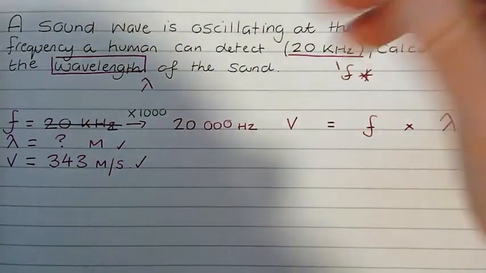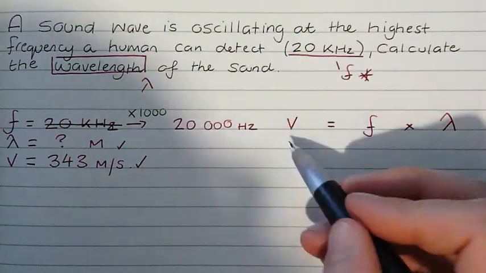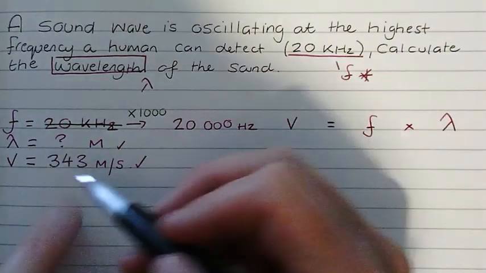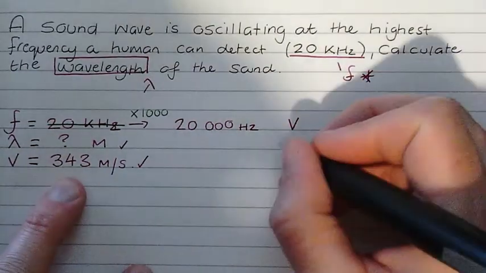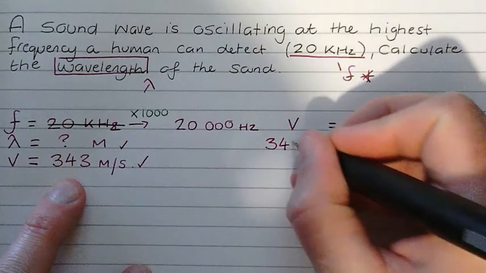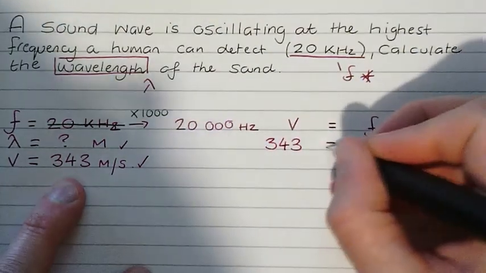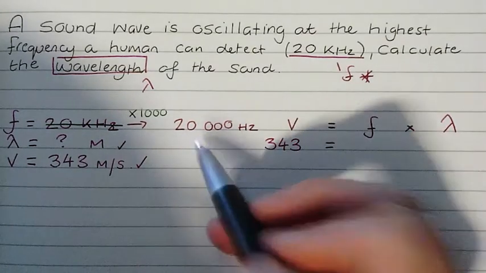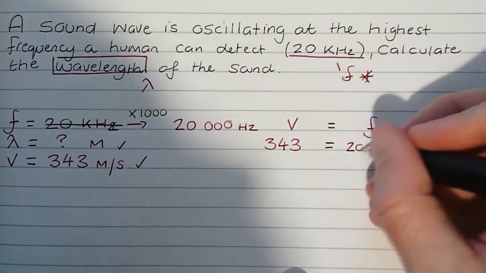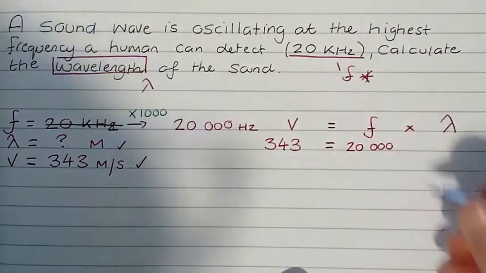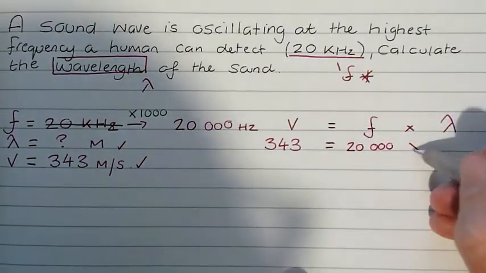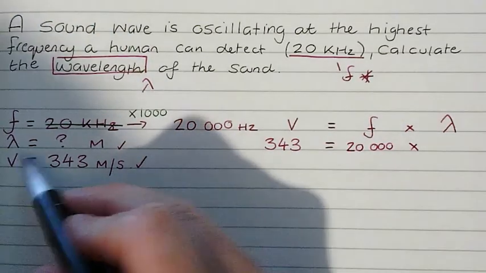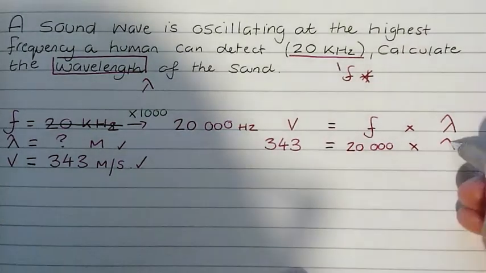So it's exactly the same steps as we were doing previously. So V, do we know what V is? Yes, we do. It's 343. So 343 equals frequency, F. Yep, we know that is 20,000. And we're going to multiply that by the wavelength, which we currently don't know. So we're going to leave that as wavelength.